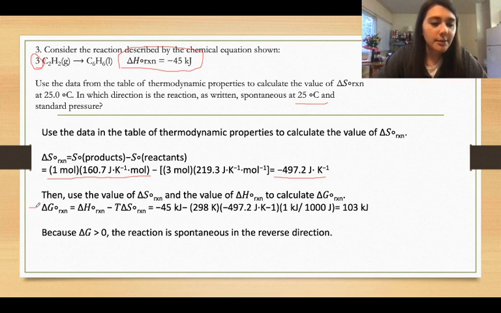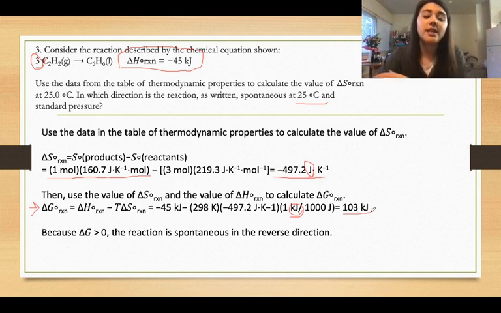So then I'm going to plug it into my wonderful Gibbs equation that we got from before, and again I use my negative 45 enthalpy, subtract the temperature multiplied by the entropy I just calculated. Again, though, that is in joules, so I need to make sure that it's in kilojoules. So I'm going to divide that by 1,000, and I get 103 kilojoules. Because this is positive, that means this reaction is only going to be spontaneous in the reverse. Same as we just talked about.